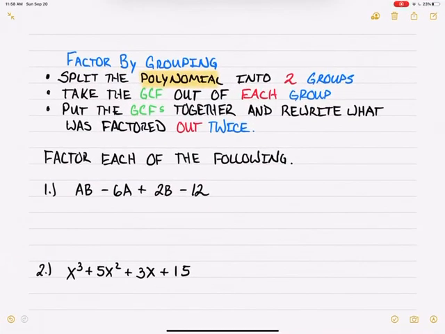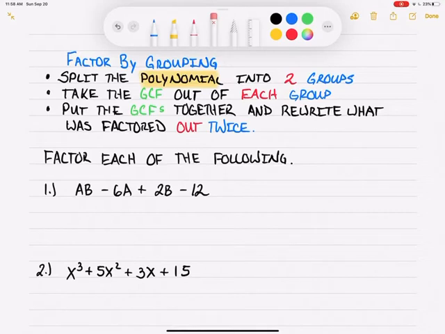Alright guys, today we're going to look at factoring by grouping. So when we have polynomials which have four terms, to factor these polynomials, what we do is called factoring by grouping.